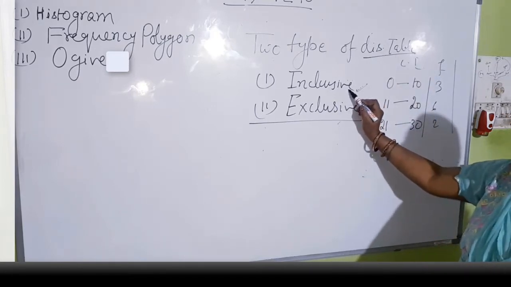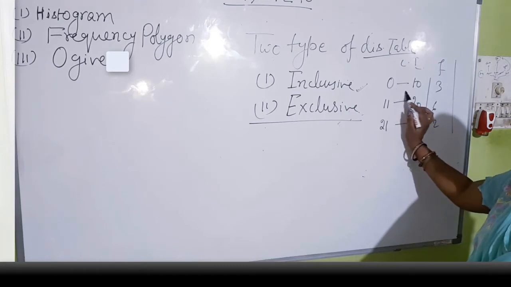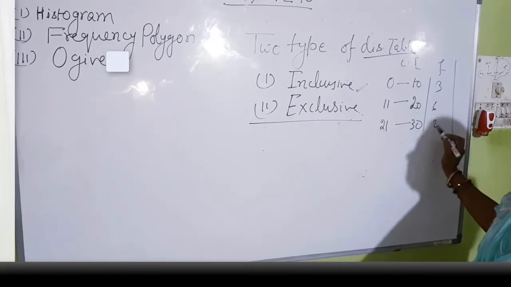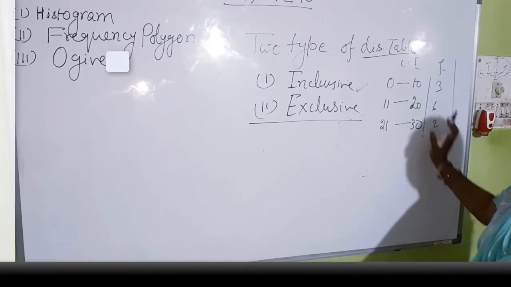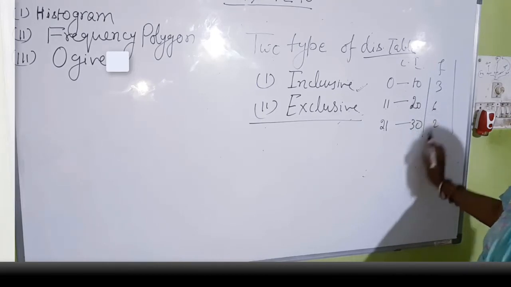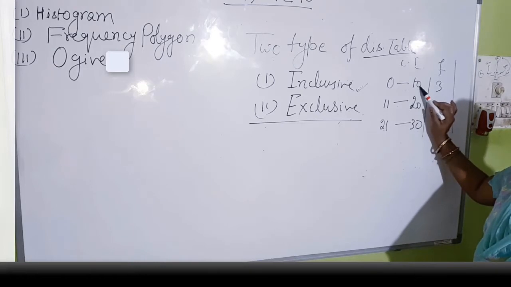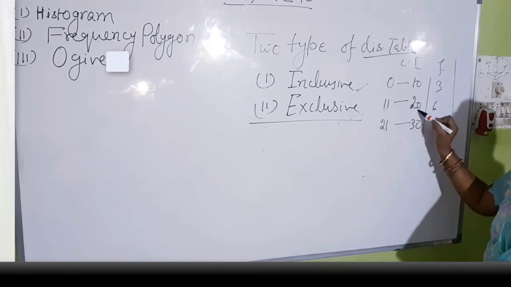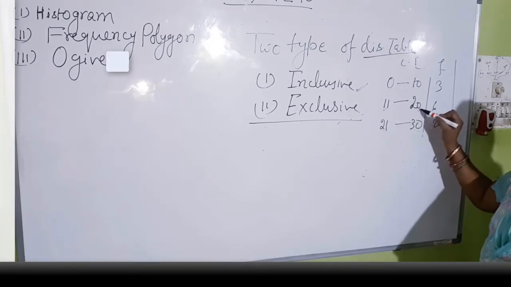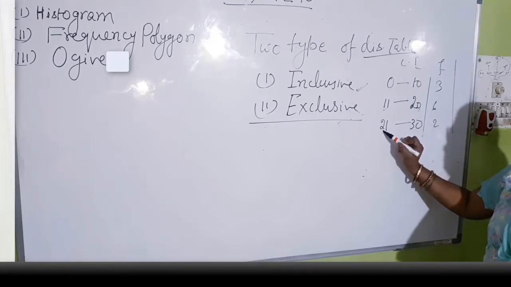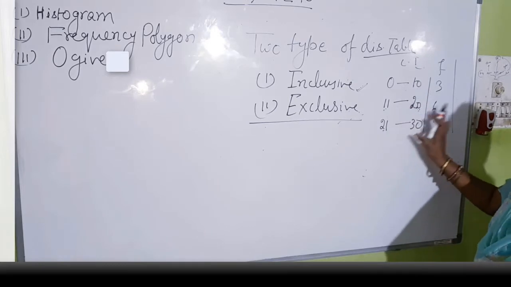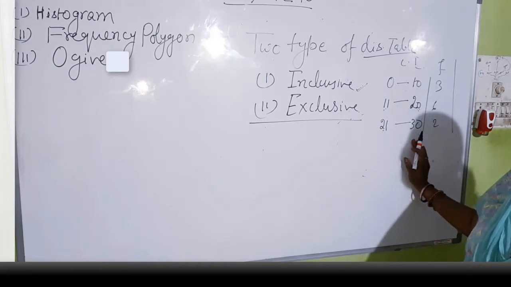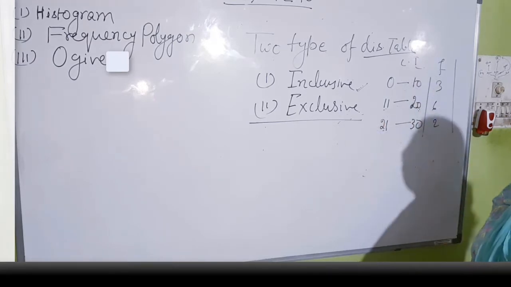There are two types of distribution table. First is inclusive and second is exclusive. In inclusive, 0 to 10, then 11 to 20, then 21 to 30, and their frequencies are like this. In this type of class interval, the upper limit of the first class does not coincide with the lower limit of the second class. In the same way, for the second class also, the upper limit does not coincide with the lower limit of the third class. This type of distribution is called inclusive.